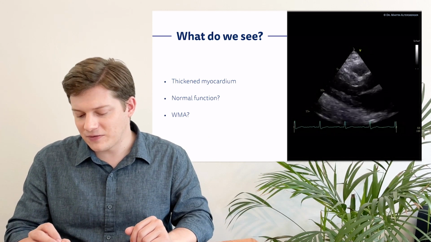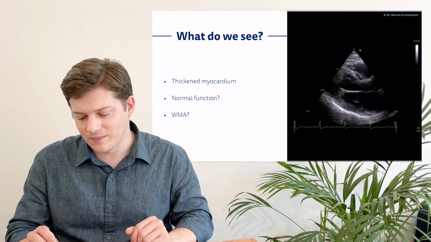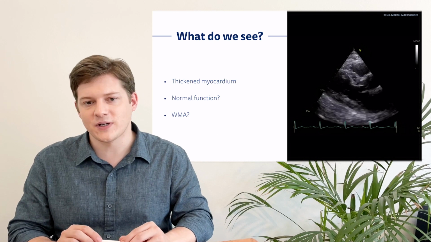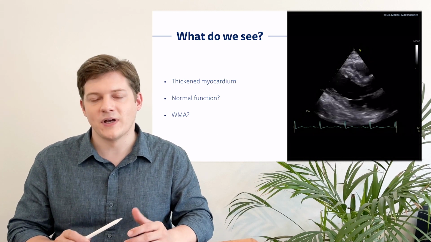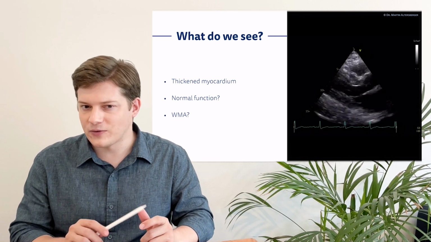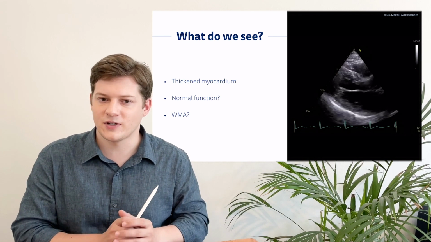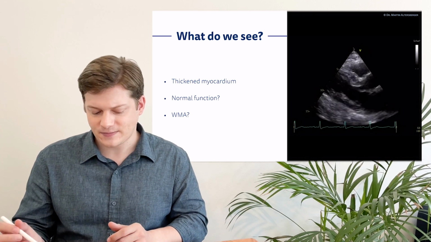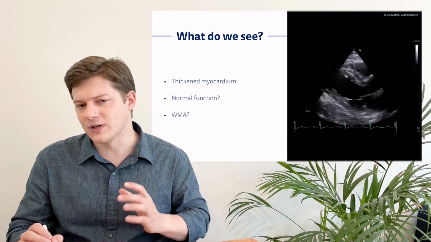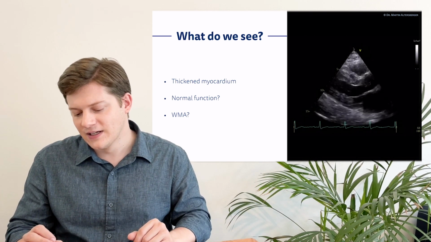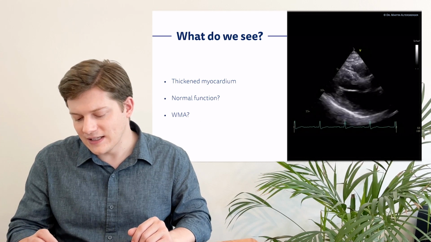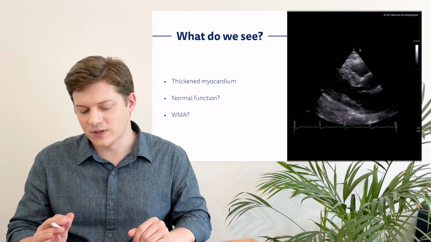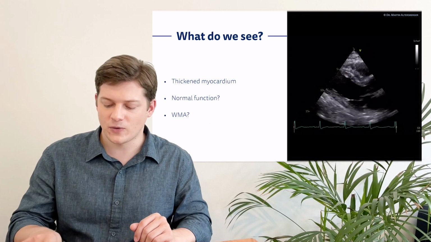The function of the left ventricle also seems to be not entirely normal. I wouldn't grade in regards of ejection fraction here. This is not the view to measure with the Simpson method, but we have to keep in mind that left ventricular function also seems reduced to a certain degree. Wall motion abnormalities I also want to discuss, but still I wouldn't be entirely sure if there might be some specific wall motion abnormalities. We need more views, but we have to keep it already in mind.